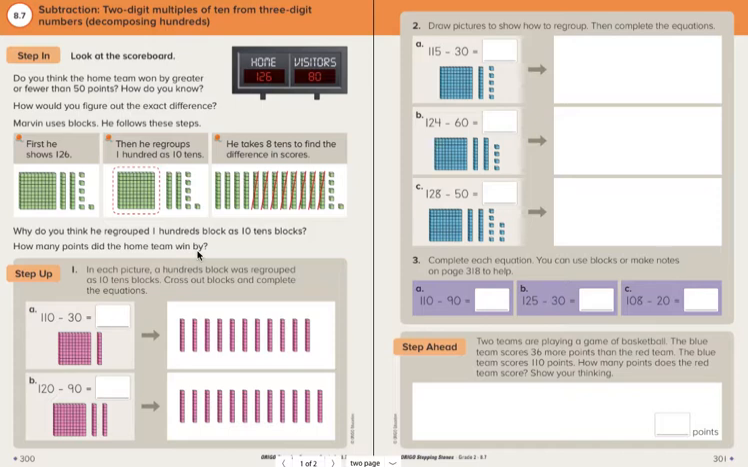So look at the scoreboard. So we see the scoreboard has two scores. Home has 126 points, visitors has 80. Do you think the home team won by greater or fewer than 50 points? How do you know? Greater or fewer than 50 points. I'm going to pause the video, or you can pause the video, and use that estimating brain of yours and tell me what you think. Okay? So take a couple seconds to estimate. Do you think that home won by more than 50 points or less than 50 points?